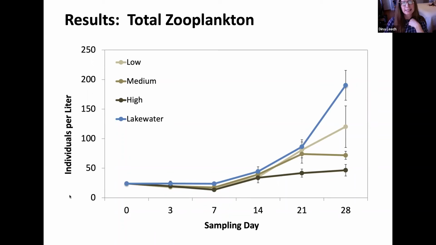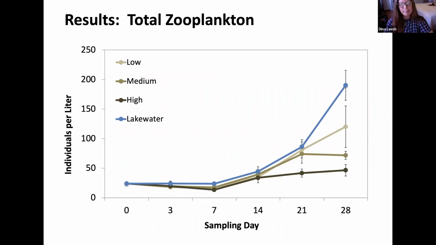And on the y-axis here, this is just for zooplankton. We see numbers of zooplankton per liter of water. And what you can see is that by day 28, we have more zooplankton present in the lake water treatments, so sort of their home water. But as we began to add more and more organic matter to the system through that Superhume product that we added, we see fewer and fewer zooplankton.